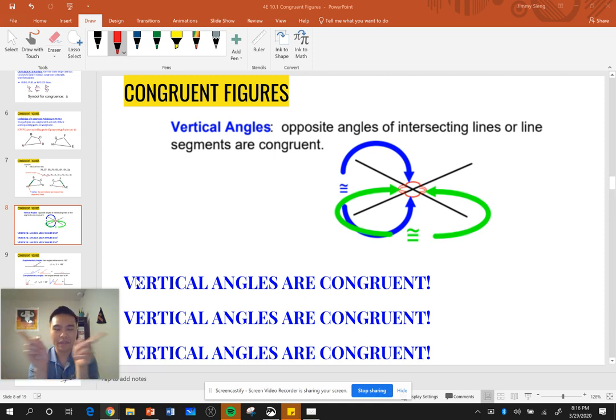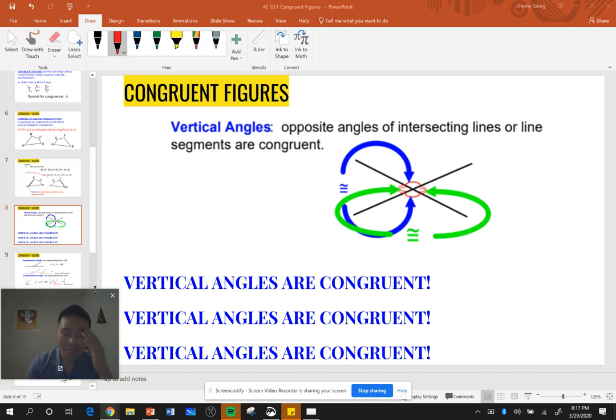Again, if I look at those left and right angles, those are also congruent. This is because of the line segments. When you do any kind of intersection, it doesn't matter how much you bend it, you'll always have that vertical angles are congruent thing. Keep that in mind. Vertical angles are congruent.